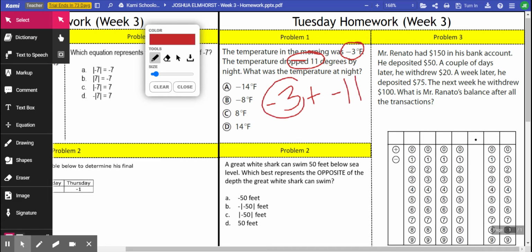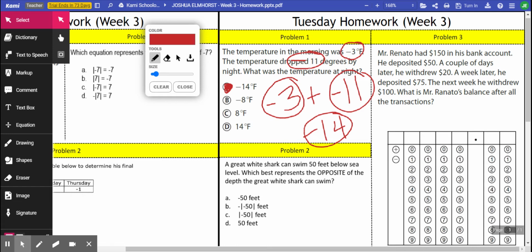So the temperature started at negative 3. Then we also have 11 negative degrees. So the temperature went down, and because we have negatives and negatives, we have the same sign, so we can add the numbers. So 11 plus 3 is going to be 14. And they're negatives, so our answer is going to be the temperature is negative 14 degrees.